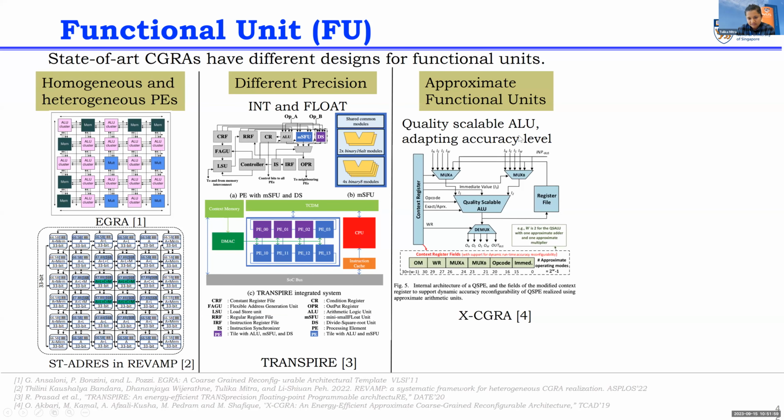To improve the power, there are designs with approximate functional units. For example, this XCGRA, which introduces a quality scalable ALU. Depending on the required accuracy level of the application, you can change the quality of your result depending on some statically designed schedule.